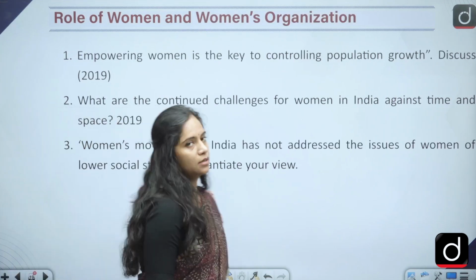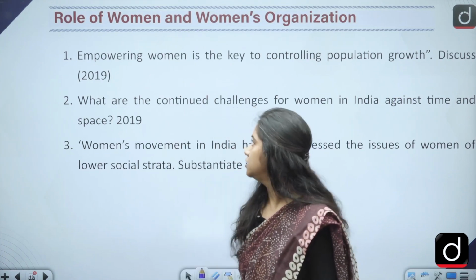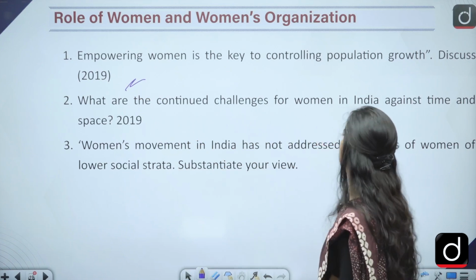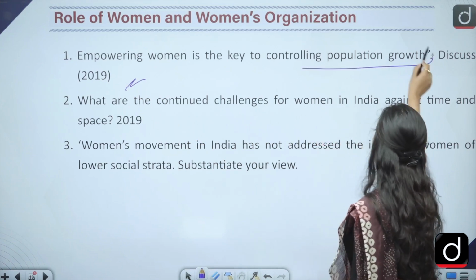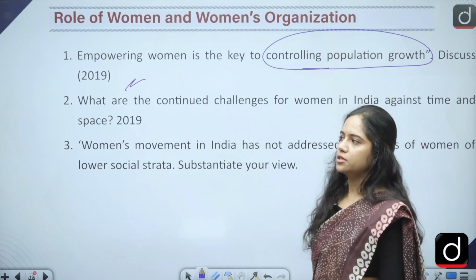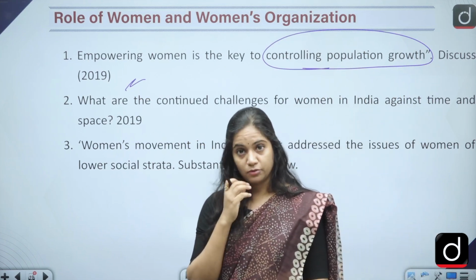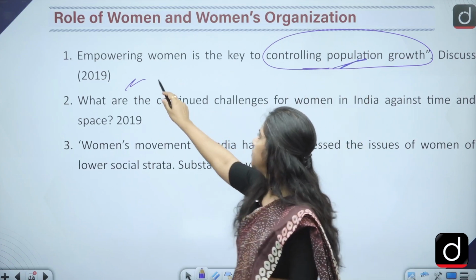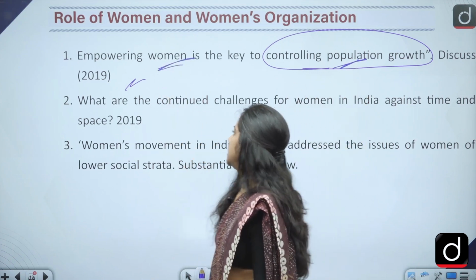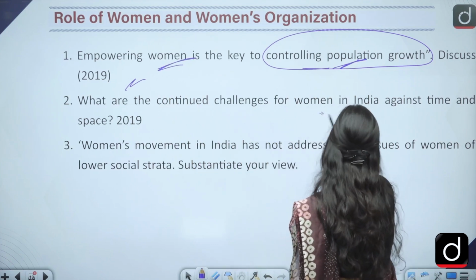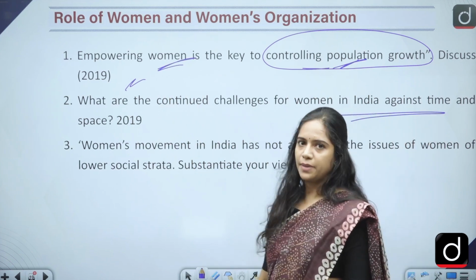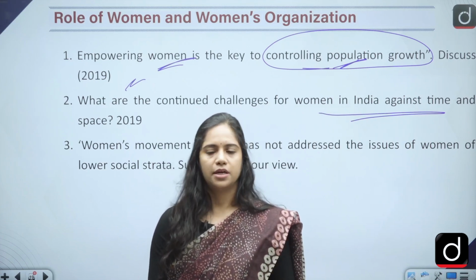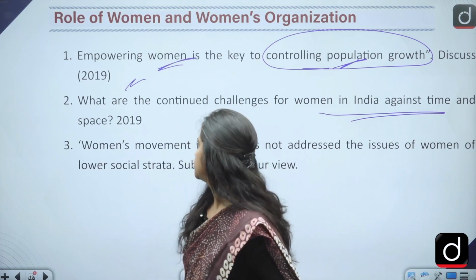Role of women and women's organization. The question in 2019 that was asked was, empowering women is the key to controlling population growth. Now this caters to 2 parts of your syllabus. One, population and associated issues, and empowering women. Second, what are the continued challenges for women in India against time and space? If you have read it even from the NCERT, you would be comfortable in answering this question.